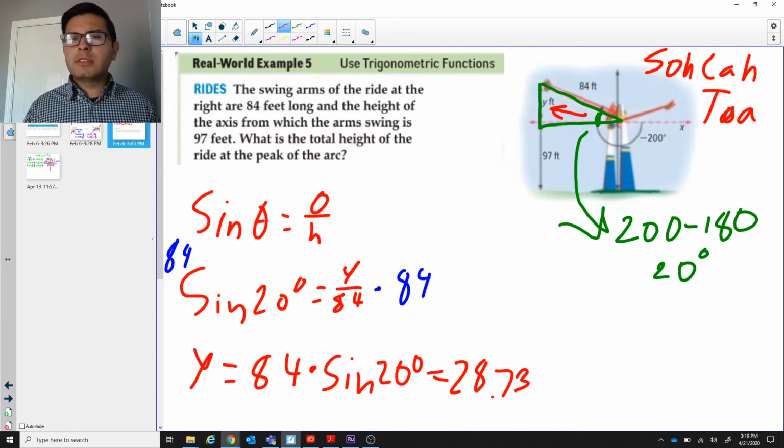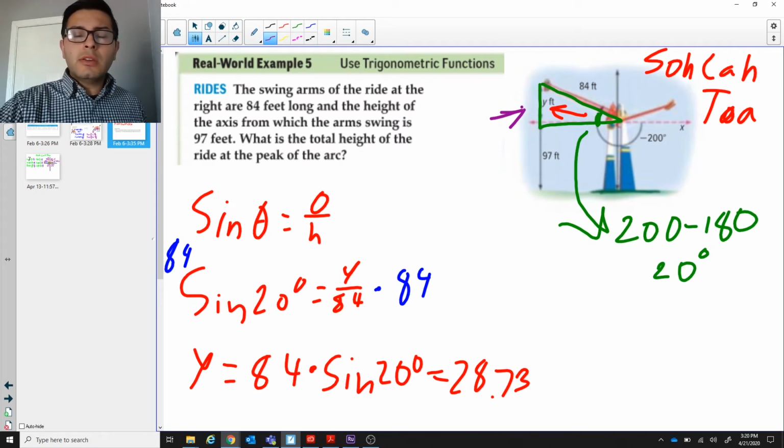28.73, let's say, instead of saying 29. Now this is not the end of our answer because we know, looking at the picture, we have found what our y is. But that is not what the question asks. It's asking how tall is the ride at the apex of this swing.